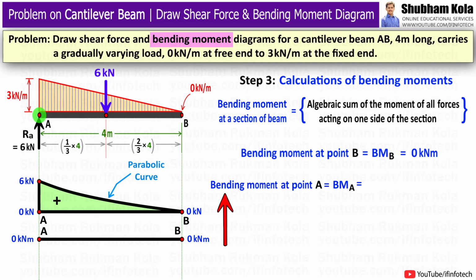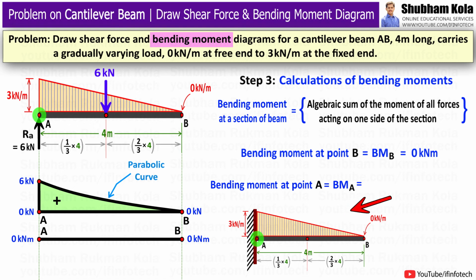So now we have to calculate the bending moment at point A. So here, in case of a cantilever beam, while you are doing the calculations for bending moment at a particular point, you should always add the moment of all the forces present from the free end of the cantilever beam up to that particular point at which you are calculating the bending moment. It means, while I am calculating the bending moment at point A, I will add the moment of all the forces present from the free end of the cantilever beam up to point A.